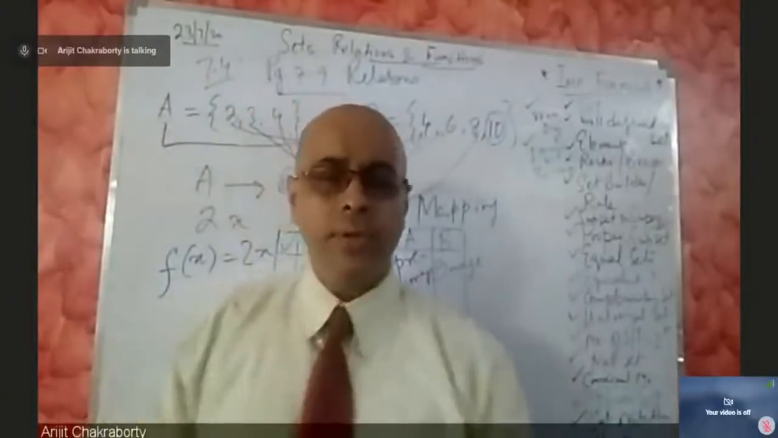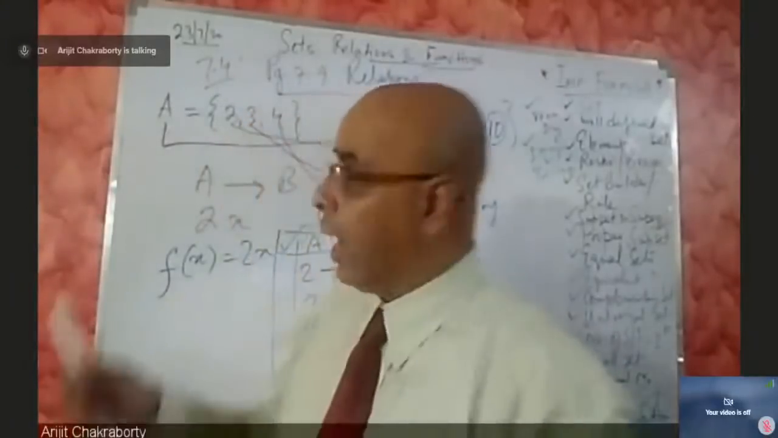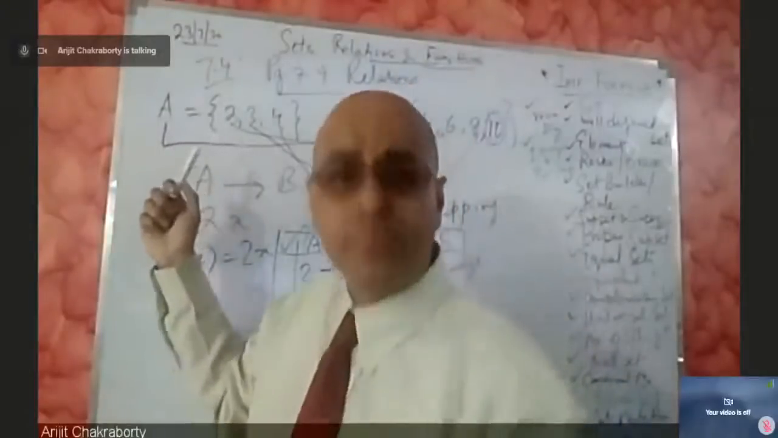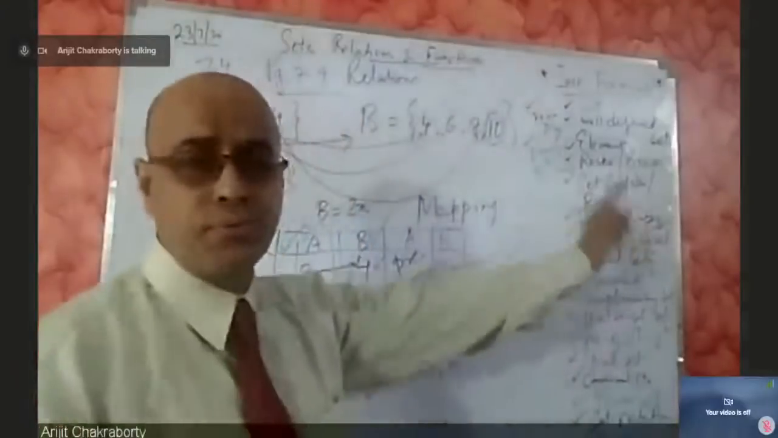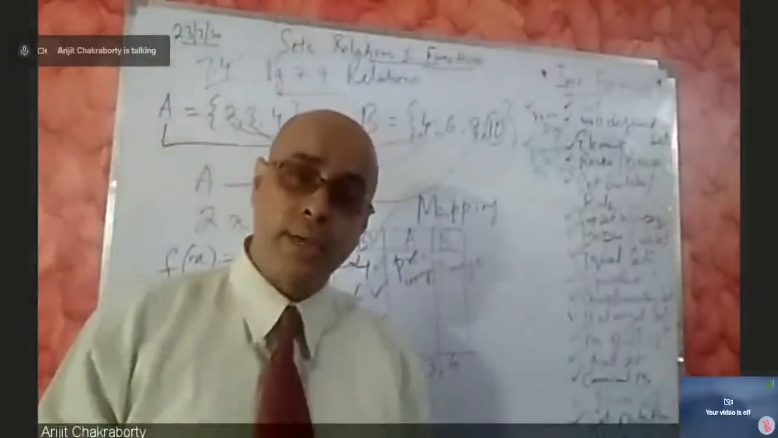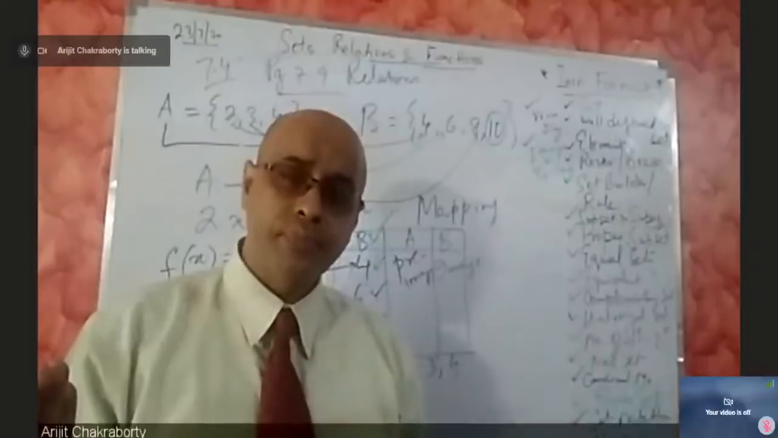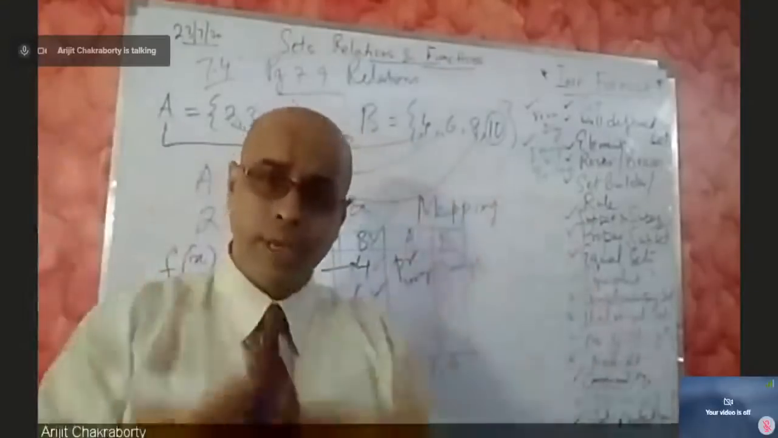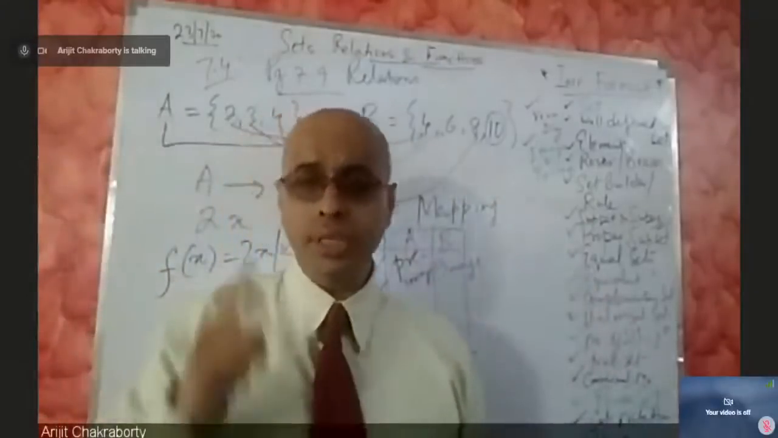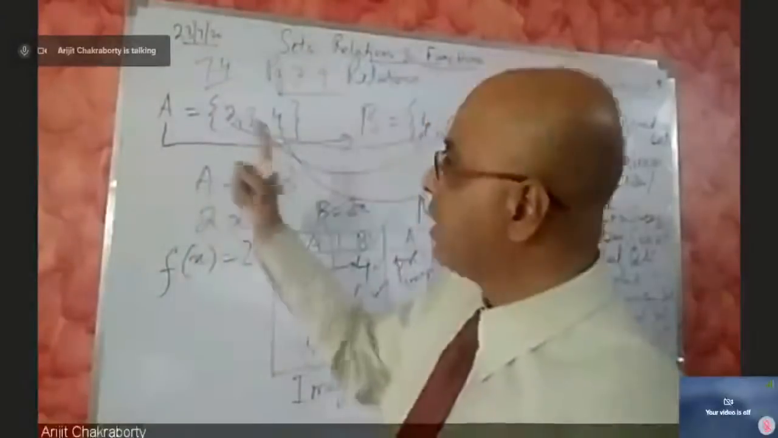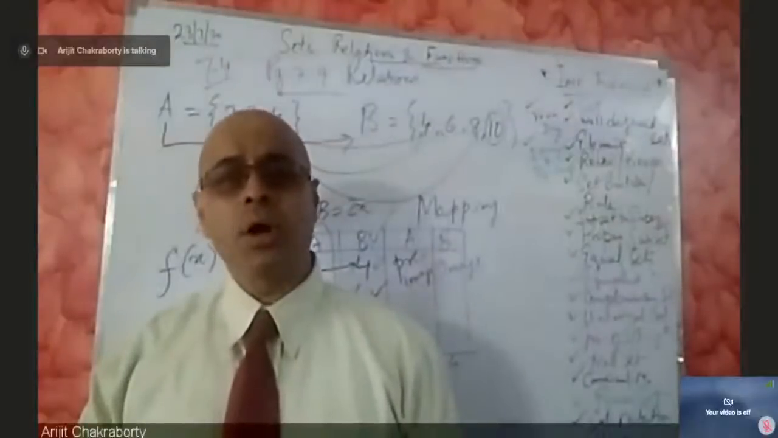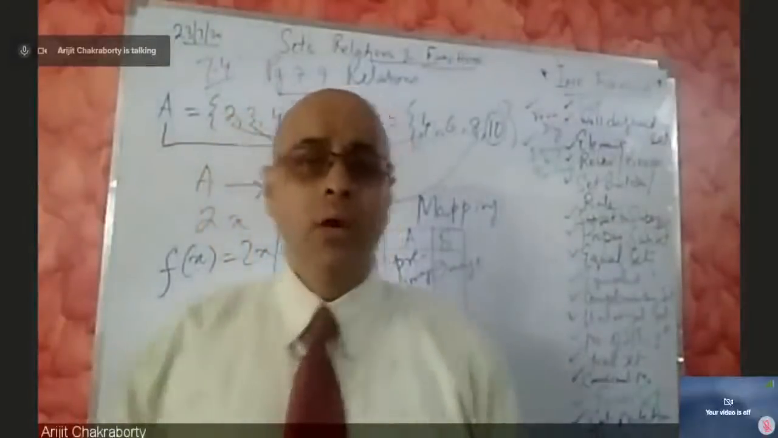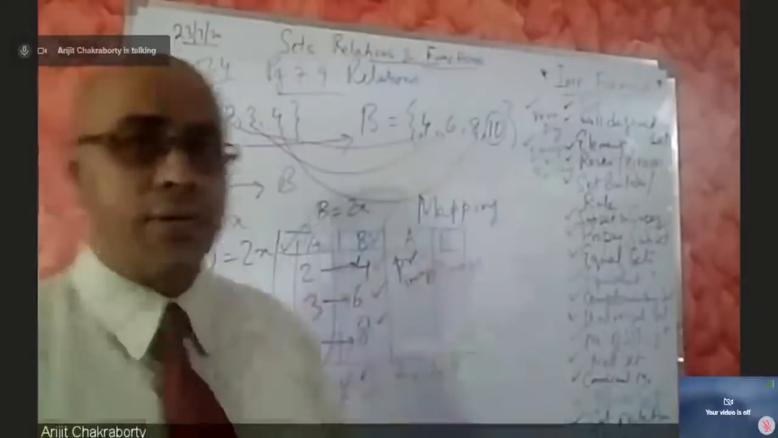If I tell you that I have an element 15 in A, what will be the image of 15? You will tell me 30 immediately. 15 into 2 is 30. So image, pre-image, and this shows that the elements which are there in A are called the independent variable, whereas those in B are the dependent variable.